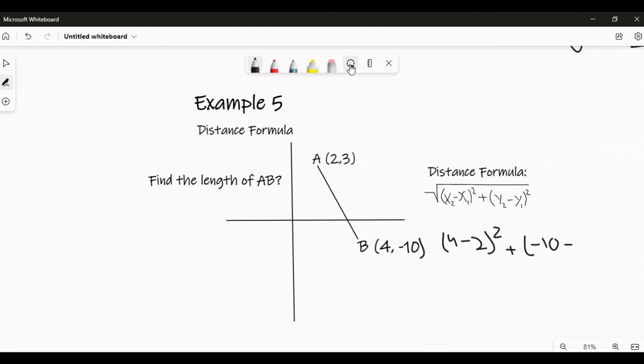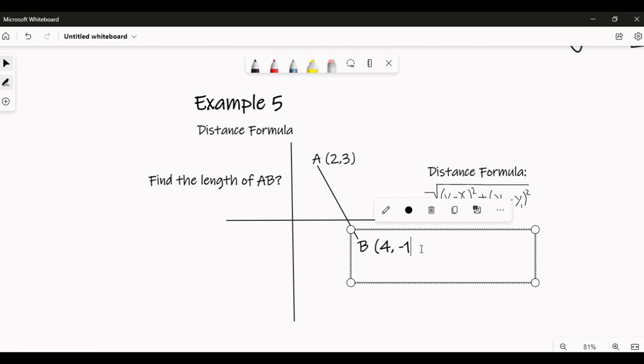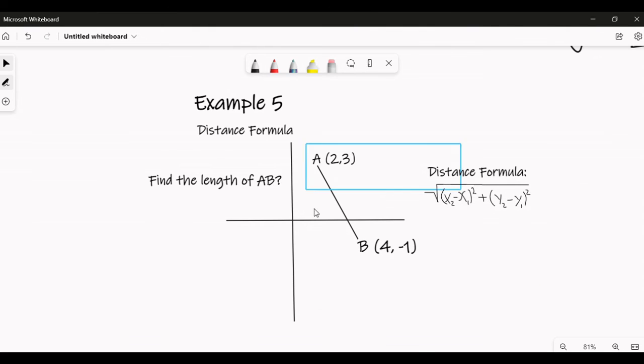Wait. Redo this entire thing. This is weird. Okay, what? That is not supposed to be 4. Negative 1. Okay, yeah, that makes more sense. Okay, redo.